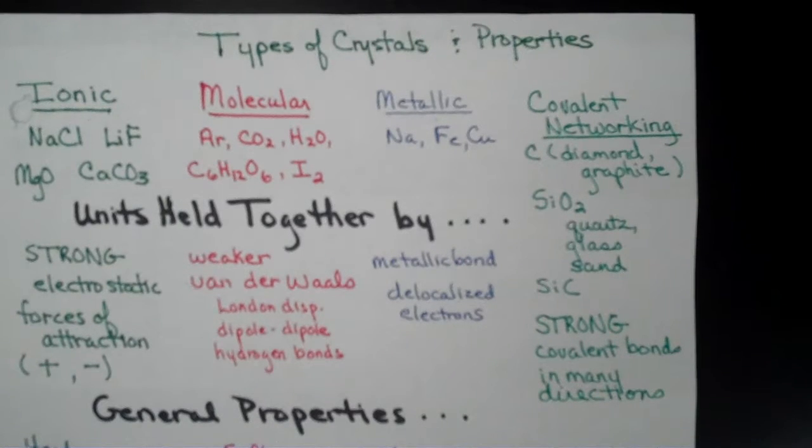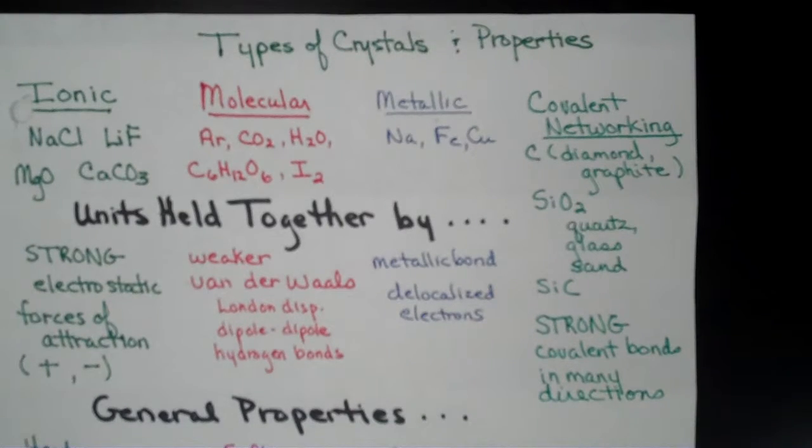Let's look at some common examples of covalent networking crystals to see why these terms are used. Probably the most common example of this type of crystal is carbon. There are two allotropes of carbon, diamond and graphite, and you need to know everything about these. This will be in either chapter 10 or 11, depending on the textbook that you're using.